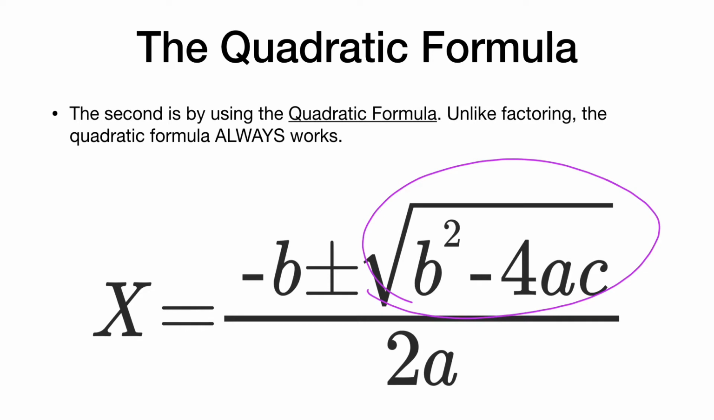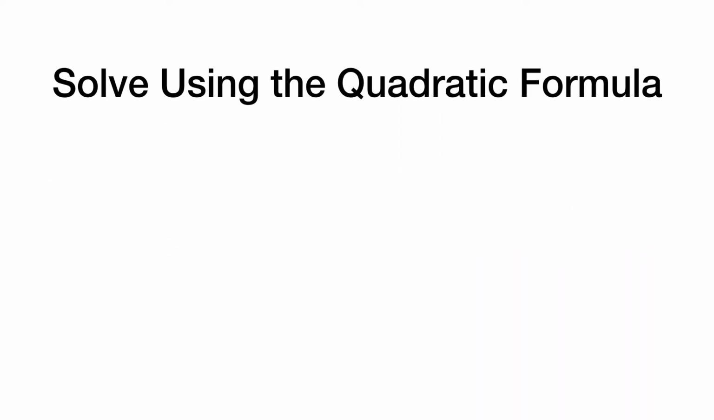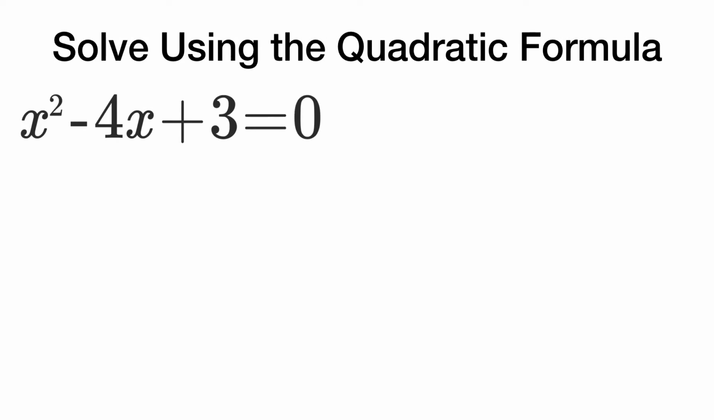Let's try out a few example problems. So we're going to solve using the quadratic formula. Our first one is x squared minus 4x plus 3. So first thing I need to know is what are my a's, b's, and c's. A is 1, b is negative 4, and c is 3.